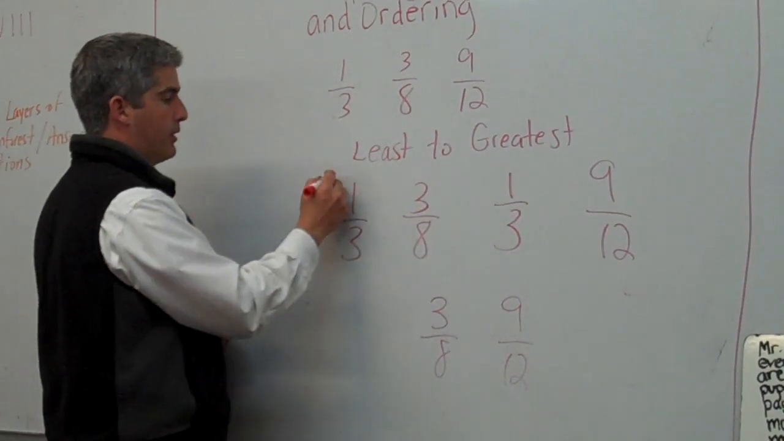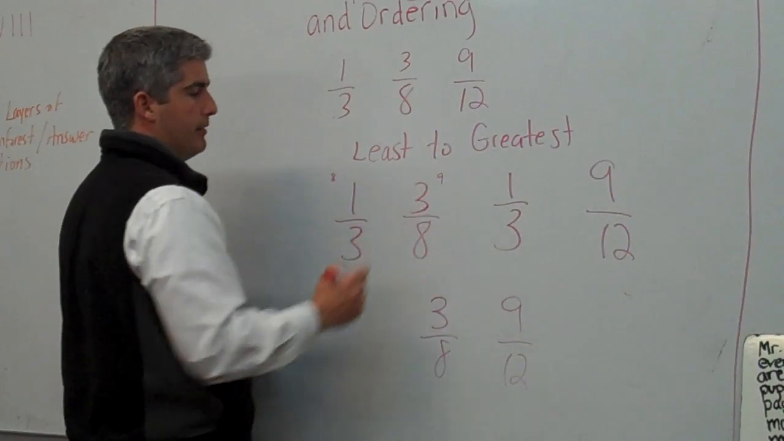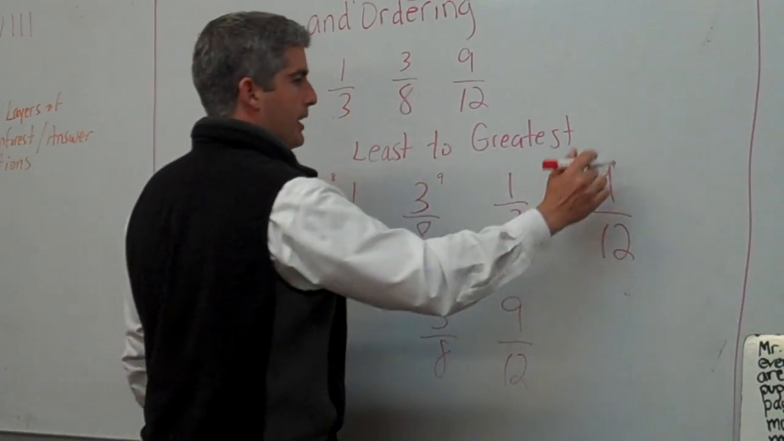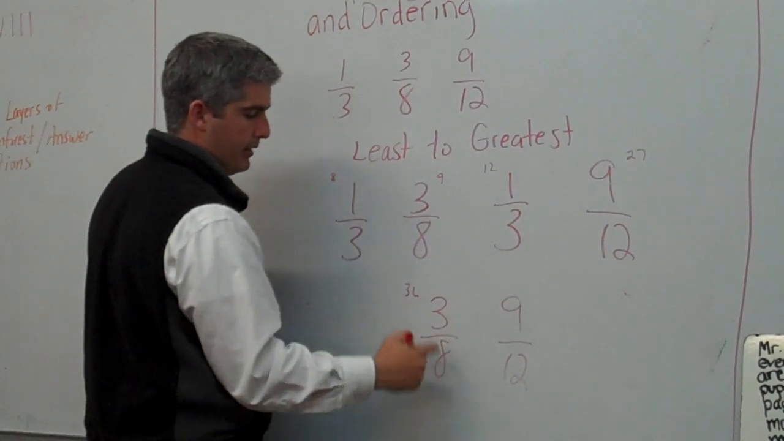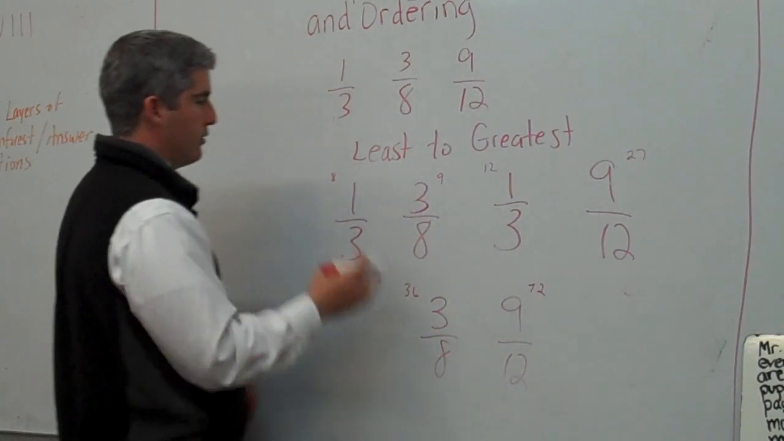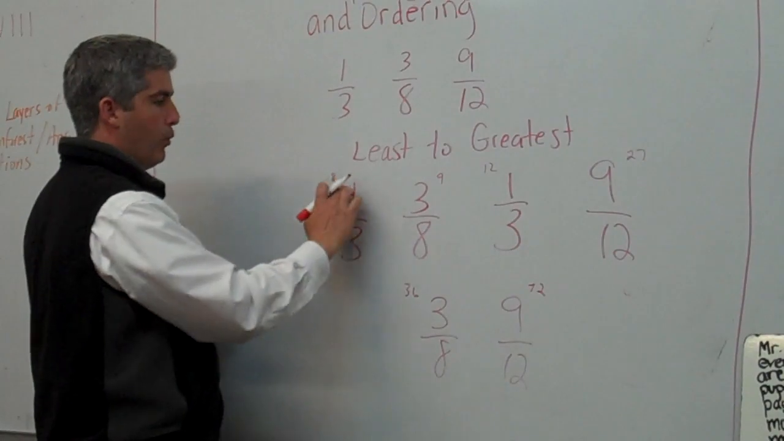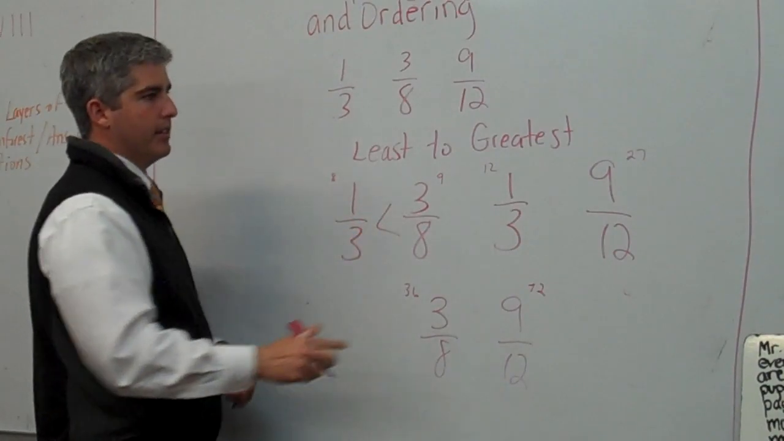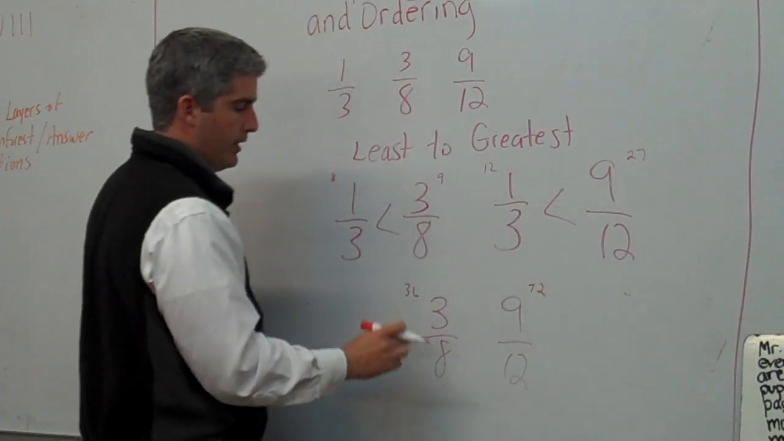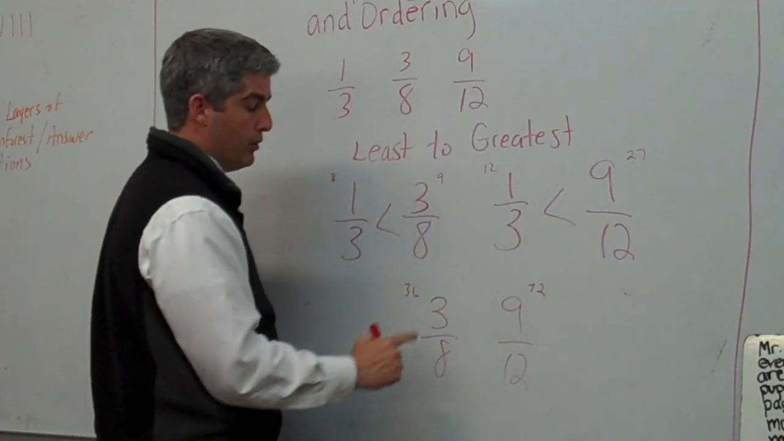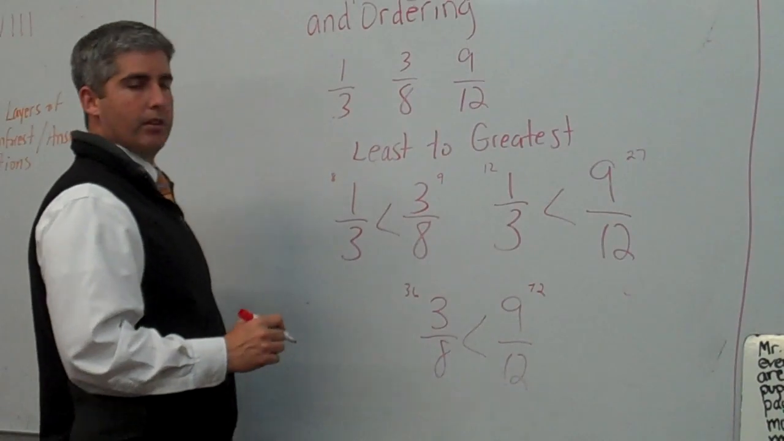So 8 times 1 equals 8. 3 times 3 equals 9. 3 times 9 equals 27. 12 times 1 equals 12. 12 times 3 equals 36. 8 times 9 equals 72. So using those products, we can see that 1/3 is less than 3/8. 12 is less than 27, so 1/3 is less than 9/12. 36 is less than 72, so 3/8 is less than 9/12.